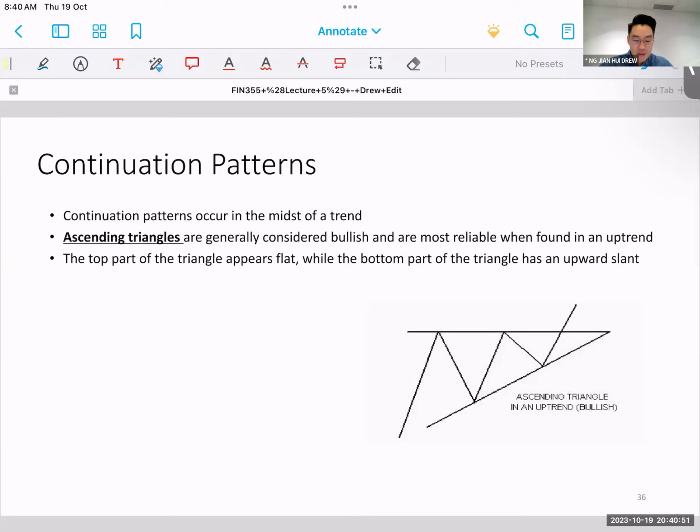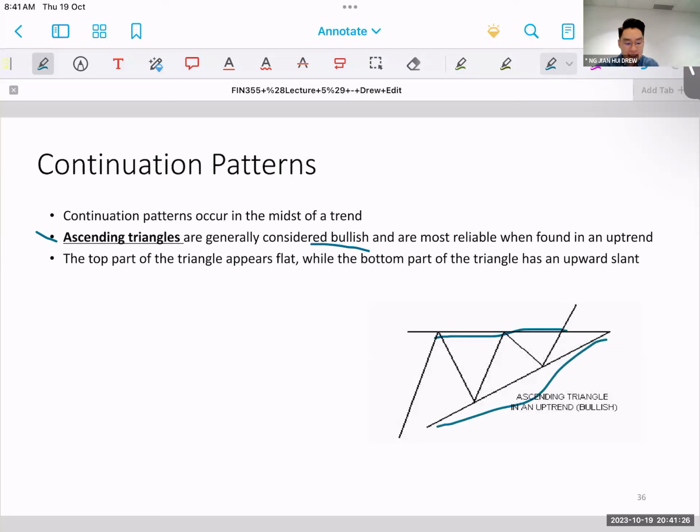Okay, continuation pattern. What does this mean? In the continuation pattern, it shows that the trend would continue after this pattern is identified, right? So what is this ascending triangle? It is considered more of a bullish kind of continuation. And how do we identify this pattern? It has a flat top and an upward slanted bottom.